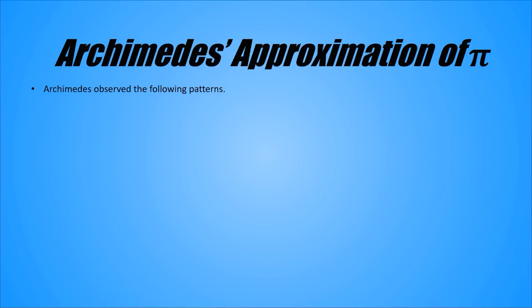In his analysis, Archimedes noticed some trigonometric patterns. Now, he didn't know trigonometry in the familiar form that we know it, with sines, cosines, and tangents. But he did know something equivalent to modern trigonometry, at least enough to be able to solve this problem of approximating pi.